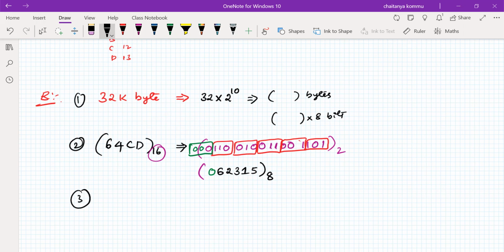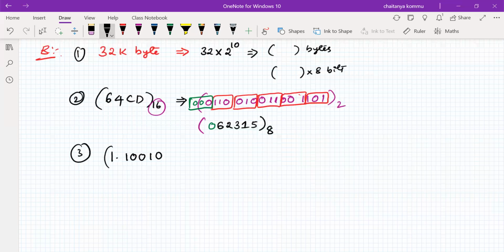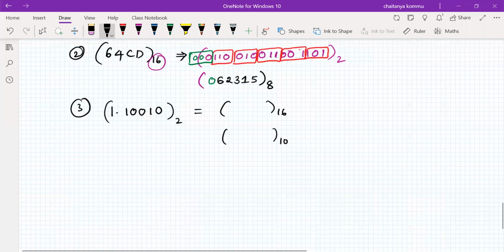1.110. So this is the one question they have given. This is a binary number. Convert the following binary numbers to hexadecimal and decimal. So what is its value in hexadecimal? What is its value in decimal? That is asked. How do we do this one?